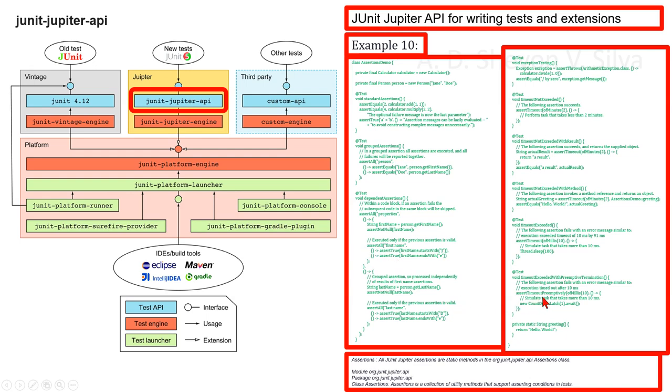Preemptive timeout. The various assertTimeoutPreemptively methods in the Assertions class execute the provided executable or supplier in a different thread than that of the calling code. This behavior can lead to undesirable side effects if the code that is executed within the executable or supplier relies on java.lang.ThreadLocal storage.